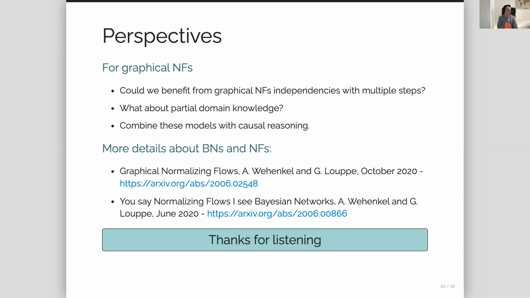And if you want to know more details about this work, you can check either Graphical Normalizing Flow, which is a joint work with my advisor, Gilles Louppe, that really goes into the details about the architecture. And the other paper is more about an analysis of what we can understand from coupling and autoregressive layers if we analyze them through the lens of Bayesian networks.